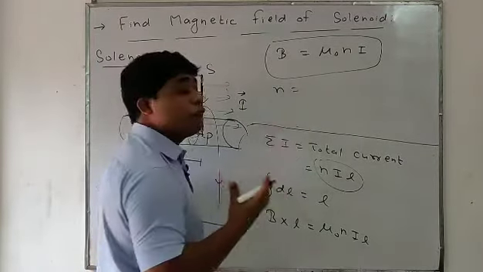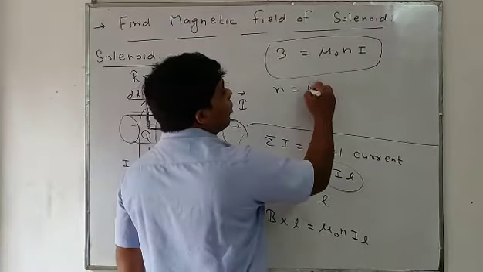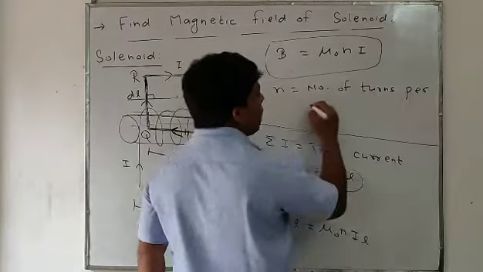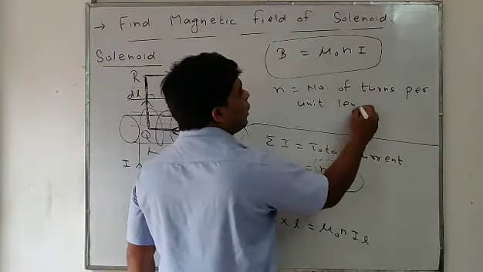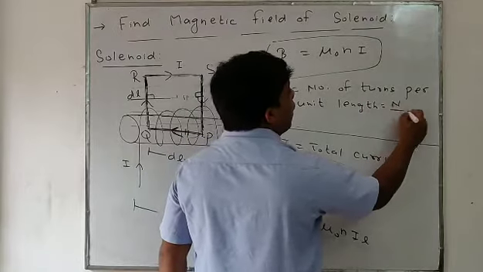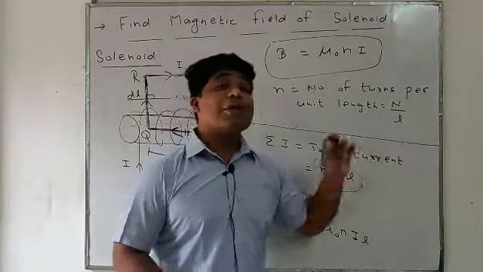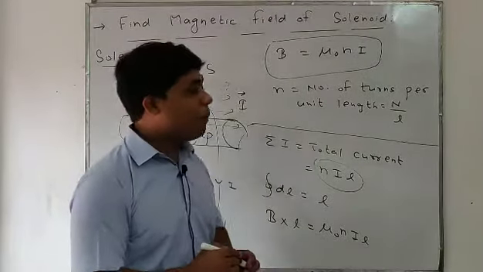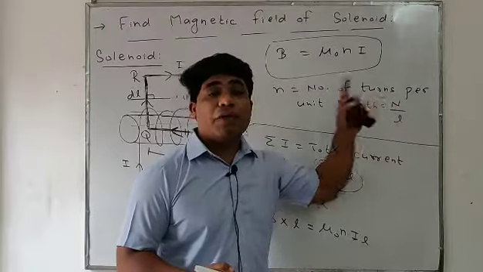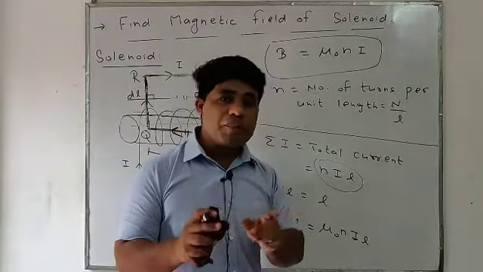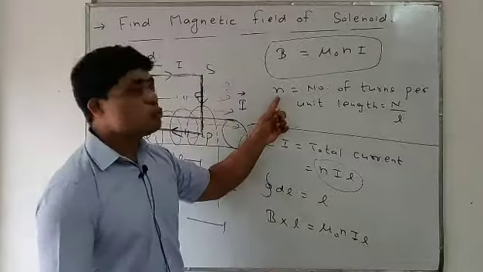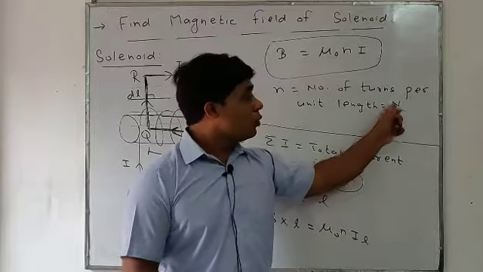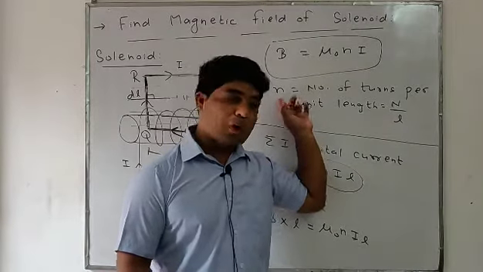One more thing I want to explain. Students, small n: how can you find number of turns per unit length? We'll find it by N by L, total turns by total length. So small n can be replaced by capital N by L, where capital N is total turns. What is the major difference between small n and capital N? Small n is number of turns per unit length, and capital N is total turns. Total turns by length is said to be number of turns per unit length.